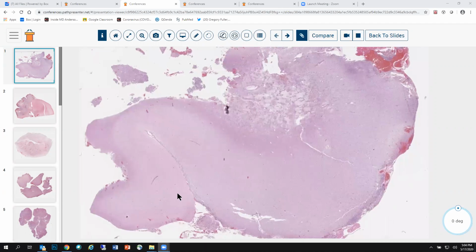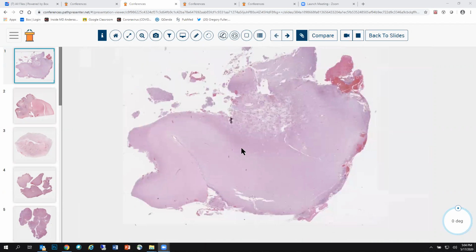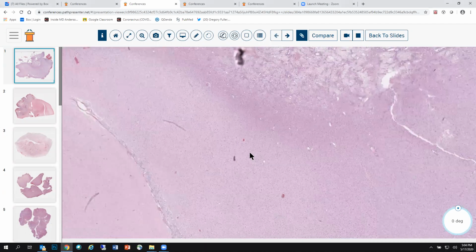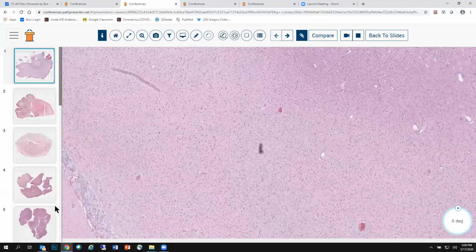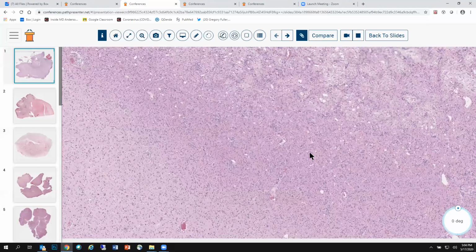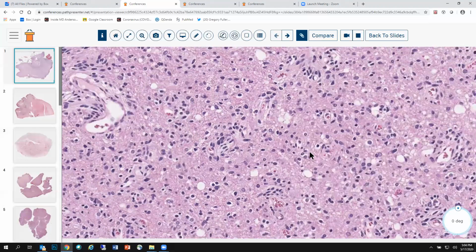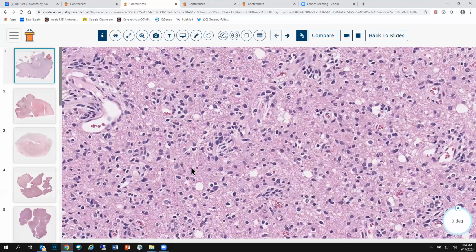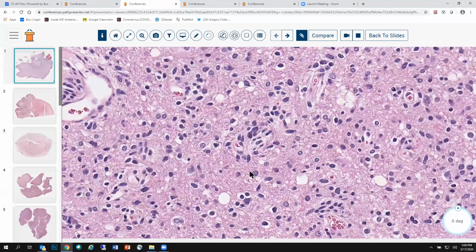Just from the gross examination, you can see this does look like cerebral cortex. This is the gray ribbon. Here's a sulcus. This is probably white matter. Here's the gray-white junction. If we go up to higher power, you can see clearly the cortical ribbon as well as the white matter are very hypercellular. Let's have a look at the white matter. And we go up to high power, diffuse infiltration clearly of the white matter and the gray matter.